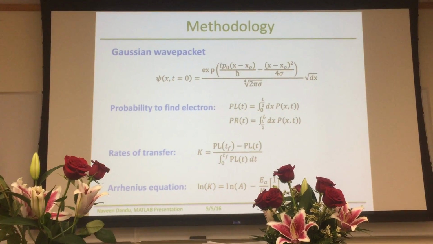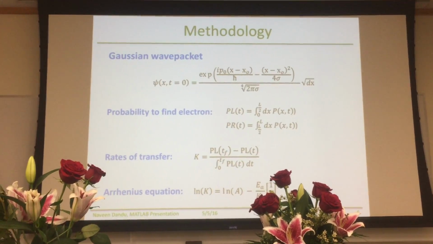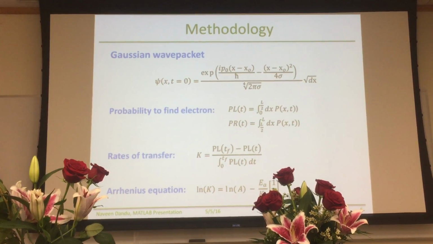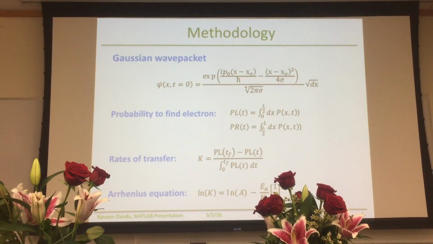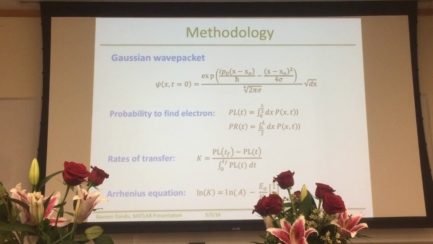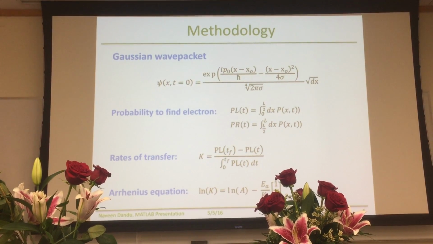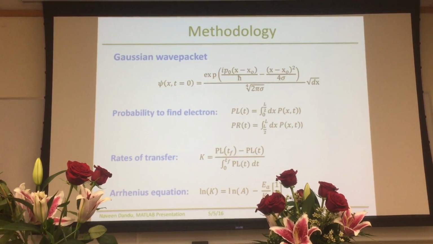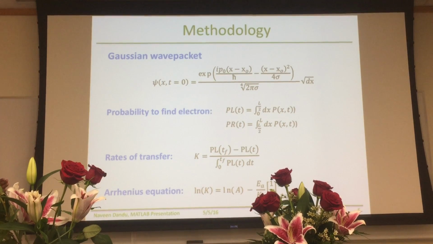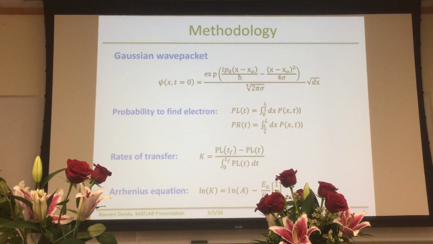Then we utilize initial conditions where the wave function is a Gaussian wave packet, and to find the probability of the electron, we square the wave function. As we have two quantum dots, the probability density of the electron in the first quantum dot is PL of t, and PR of t is for the right side, the second quantum dot, at time t.